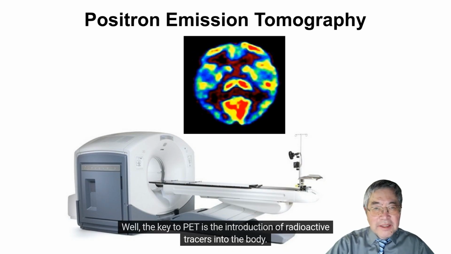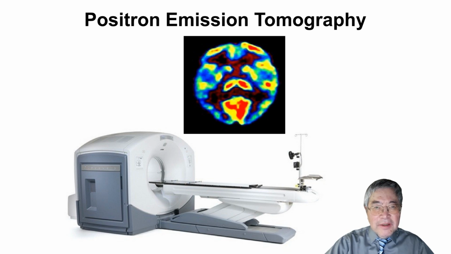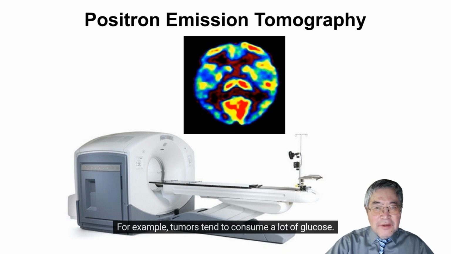Well, the key to PET is the introduction of radioactive tracers into the body. These tracers are typically radioactive chemicals that participate in your body's metabolic processes. For example, tumors tend to consume a lot of glucose.